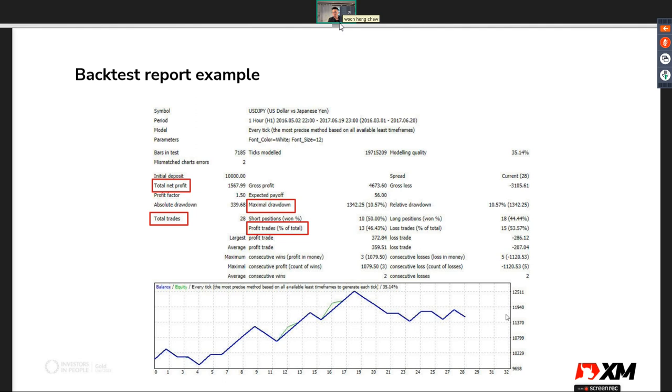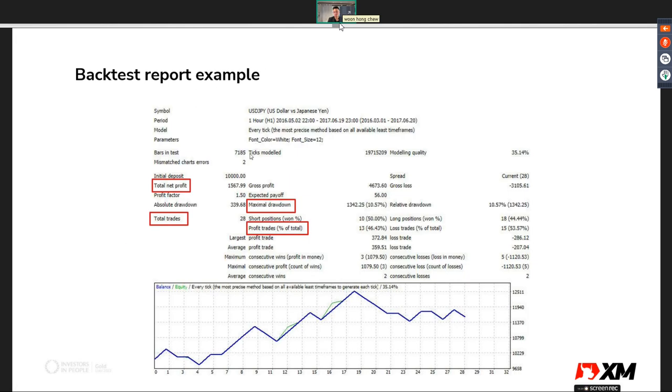On MT4, if you are using a backtesting software and running an EA, you can always decide the time frame that you want to backtest on. So let's say you're backtesting on the 1 hour time frame, and you can select the model every tick, which means the most precise method based on all available lower time frames. The parameters, you wouldn't have to adjust much. And then next, it shows you how many bars in test. The duration, 1 bar is 1 hour.